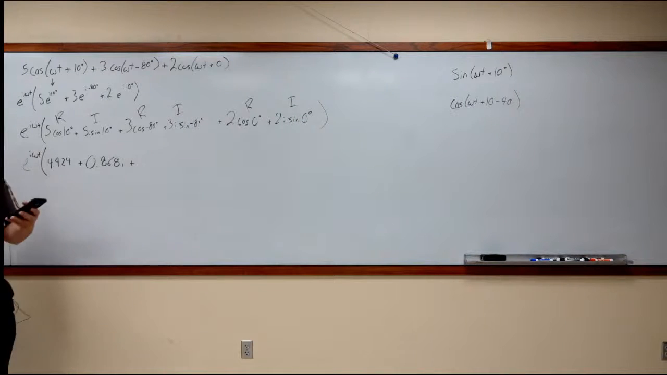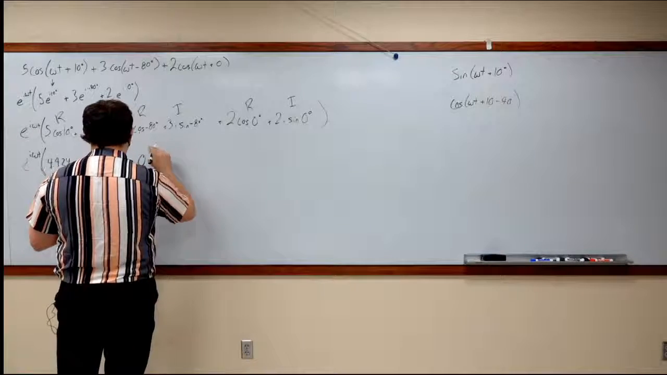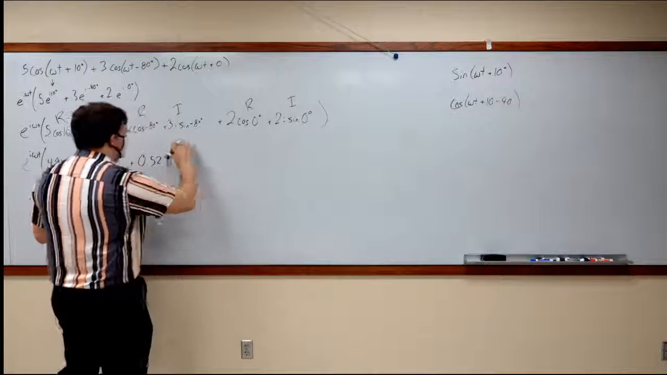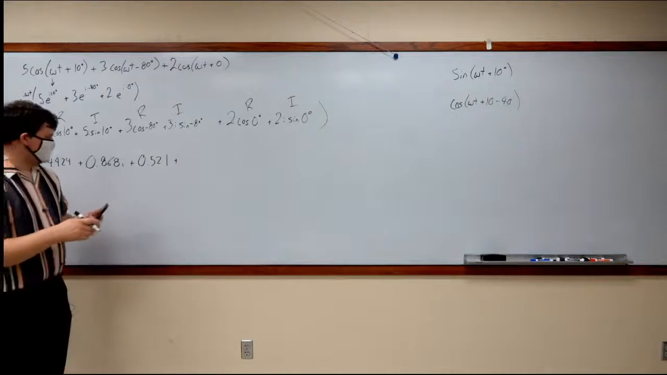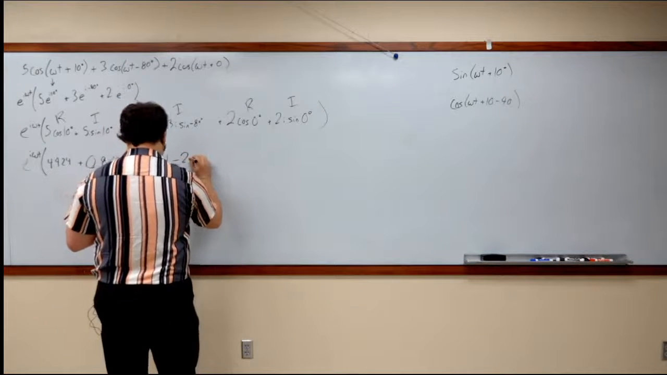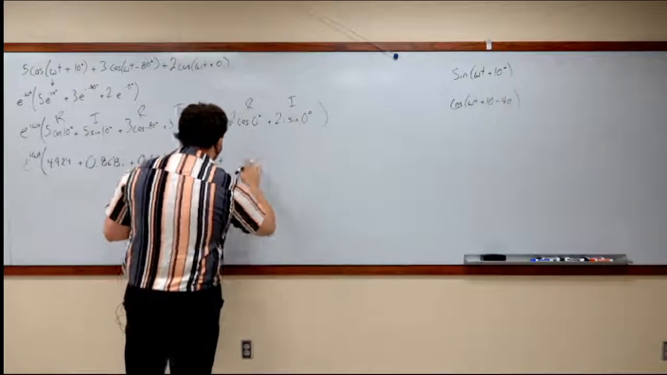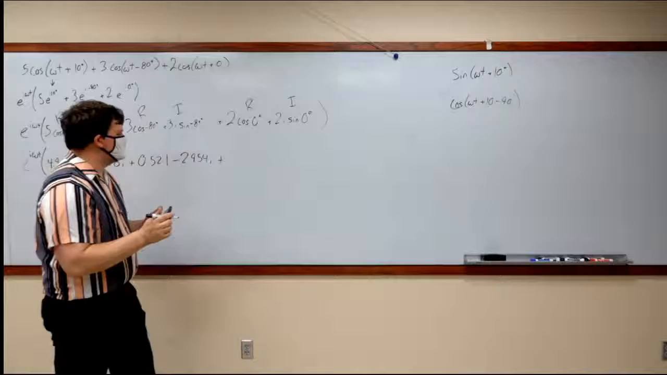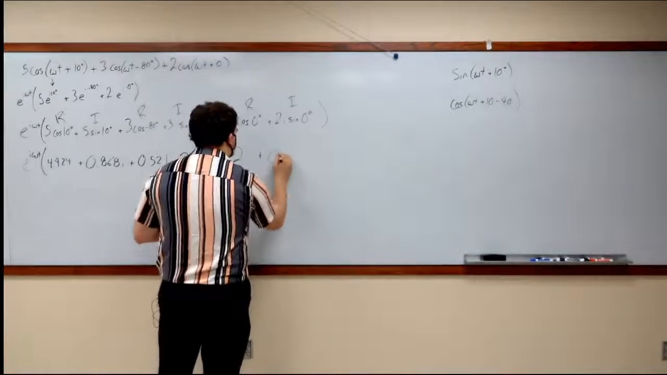See if I can do things on my calculator. It's equal to 0.521 plus 3 times i sine of negative 80 degrees is equal to, this becomes a minus 2.954i plus 2 times the cosine of 0. I know the answer to that one is 2. And 2 times i sine of 0 becomes 0.